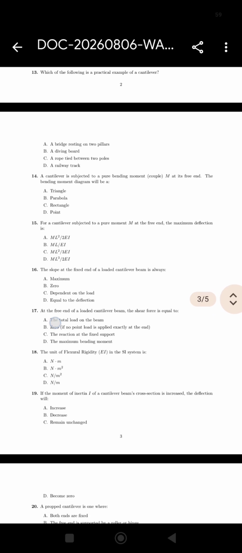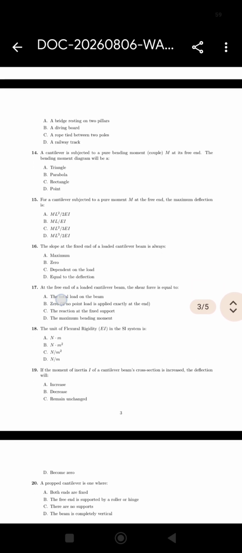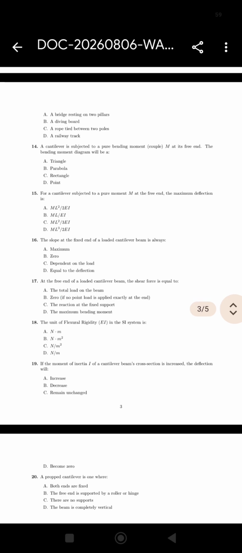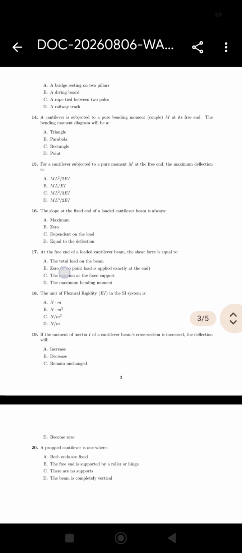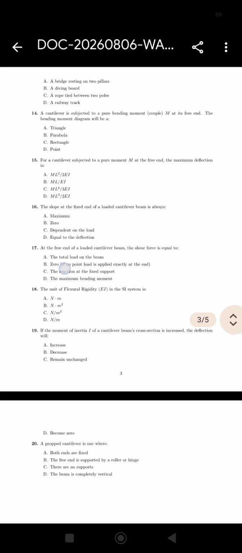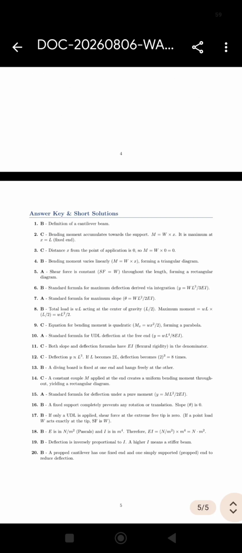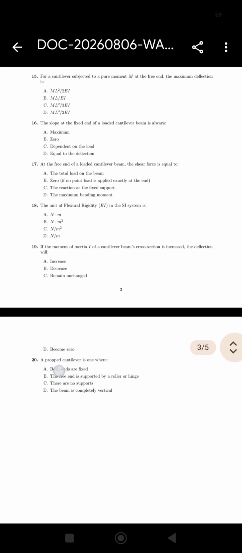Question number 14. A cantilever is subjected to a pure bending moment couple M at its free end. The bending moment diagram will be a rectangle. For a cantilever subjected to a pure moment M at the free end, the maximum deflection is ML square upon 2 EI.